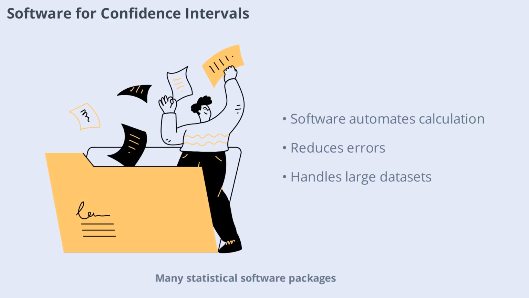Many statistical software packages can calculate confidence intervals automatically. Programs like R, Python, and Excel have built-in functions for this purpose. Using software helps avoid calculation errors and makes it easier to analyze large datasets. Learning to use these tools is a valuable skill for anyone working with data.